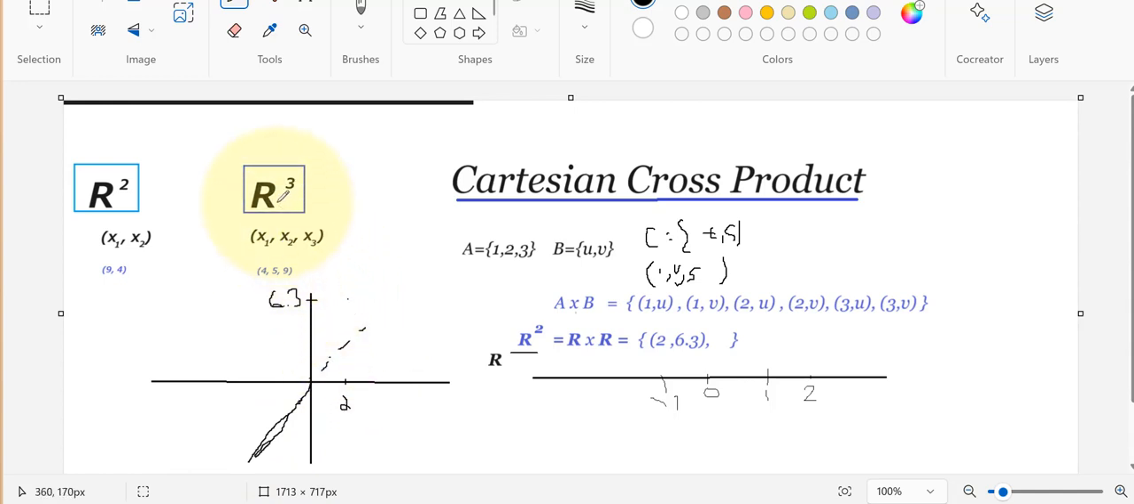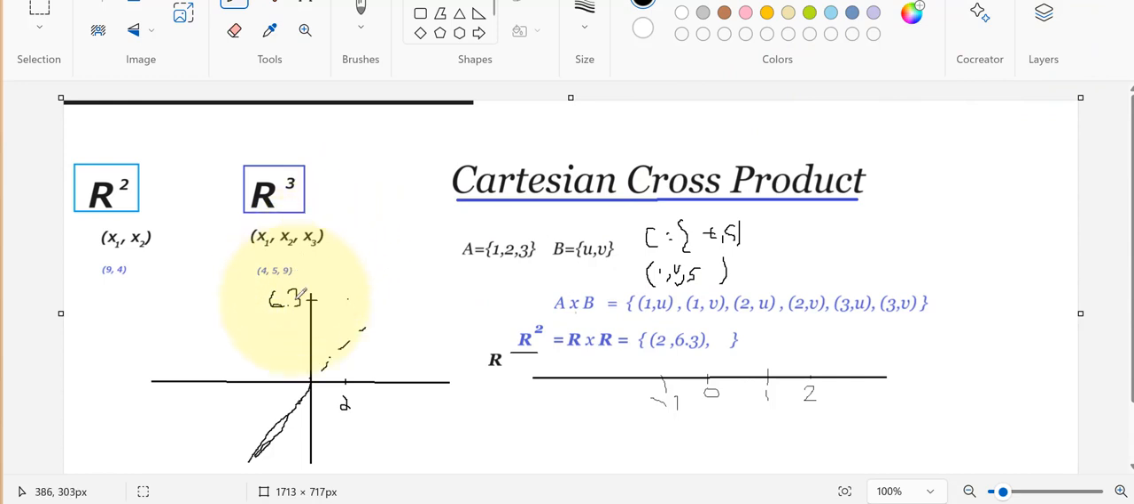So R3 we can think of as R cross R cross R, and R2 we can think of as R cross R. R2 is the set of ordered pairs x1, x2, where x1 and x2 are both in R, and R3 is the set of ordered triples x1, x2, x3, where each of those comes from R.